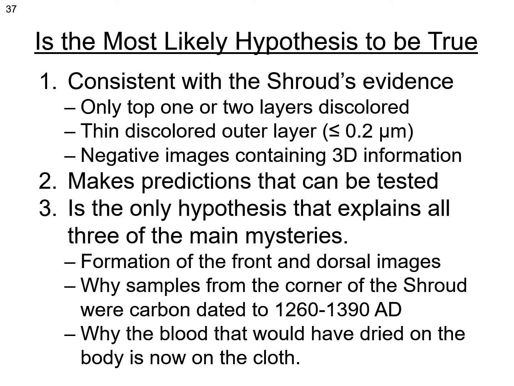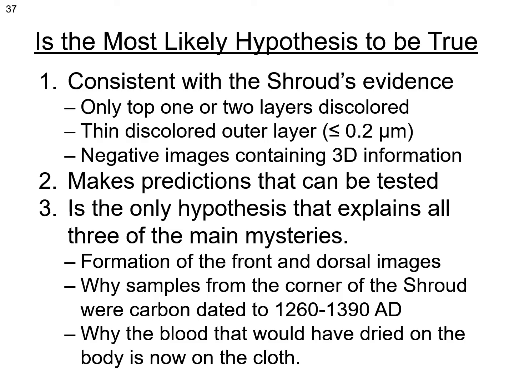The radiation burst hypothesis is a good hypothesis for three reasons. It is consistent with the scientific evidence from the shroud because it is derived from this evidence, such as discoloration of only the top layers in a thread, the discoloration being light sepia or straw yellow color, and the discoloration on a fiber being less than 0.2 micrometers thick, and is consistent with the images on the shroud being negative images and the images on the shroud containing three-dimensional information.